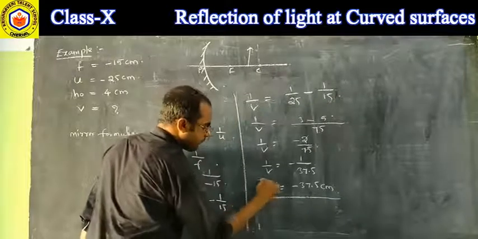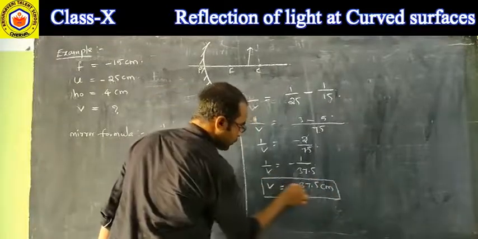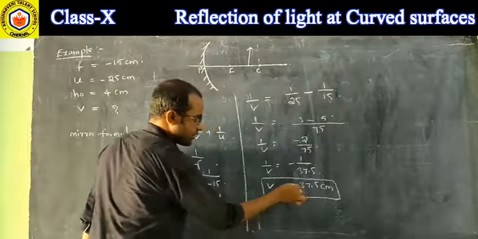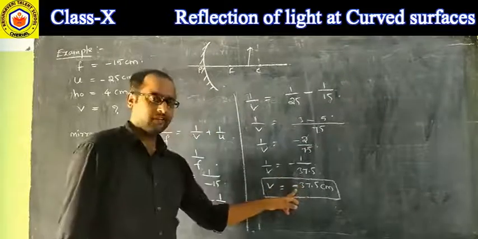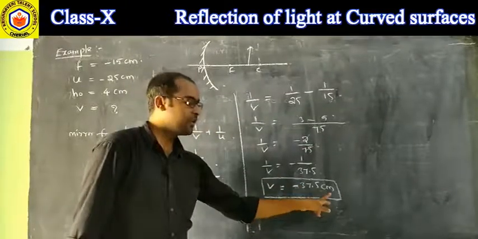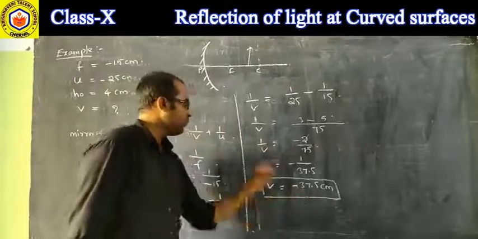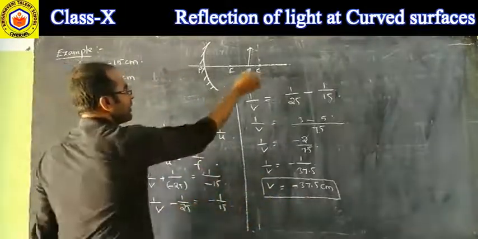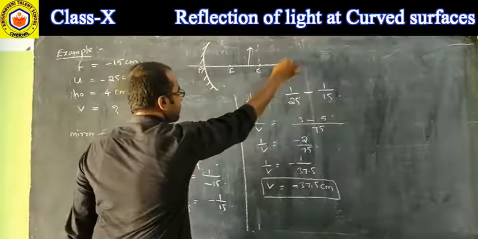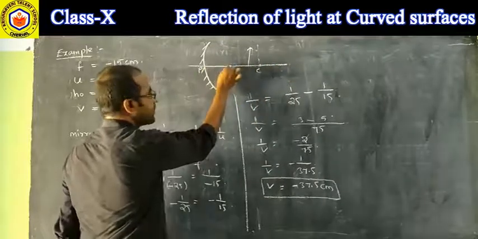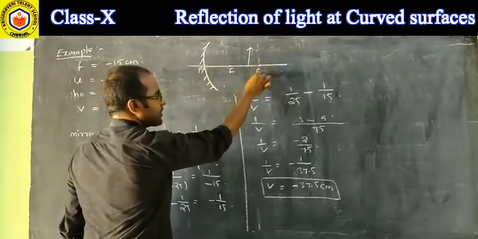What is this? It is the image distance. So don't consider this minus as part of the value; it is just a sign. 37.5 centimeters is the actual value. So where should the screen be placed? At 37.5 centimeters. Focal length is 15 centimeters, radius of curvature is 30 centimeters.